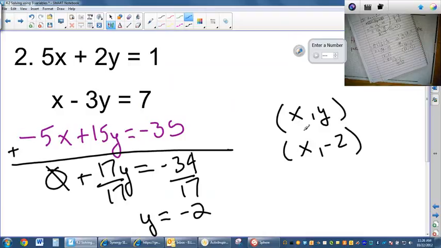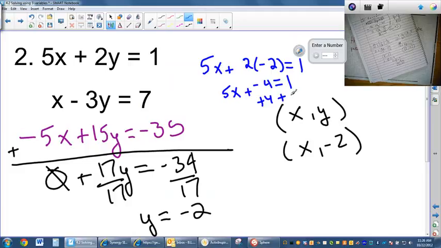So let's plug a negative 2 into this equation. We get 5x plus 2 times negative 2 equals 1. We get 5x plus negative 4 equals 1. We want to add 4 to both sides, and I get 5x equals 5. Divided by 5, x equals 1. So I got 1 comma negative 2.